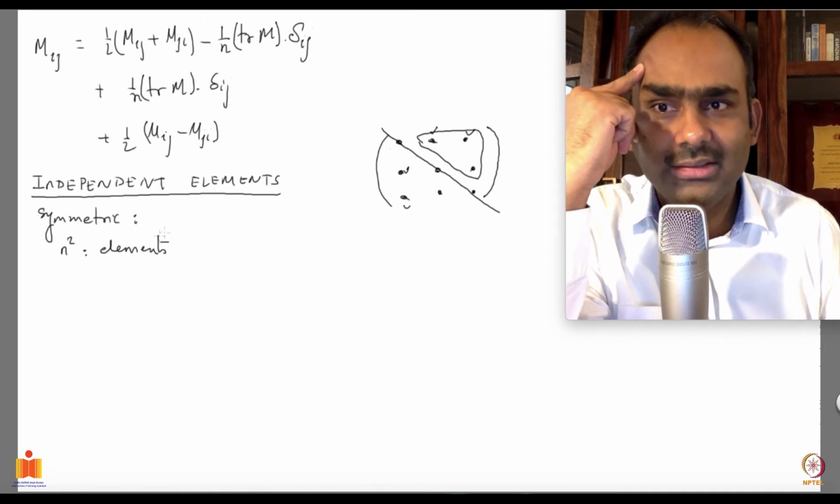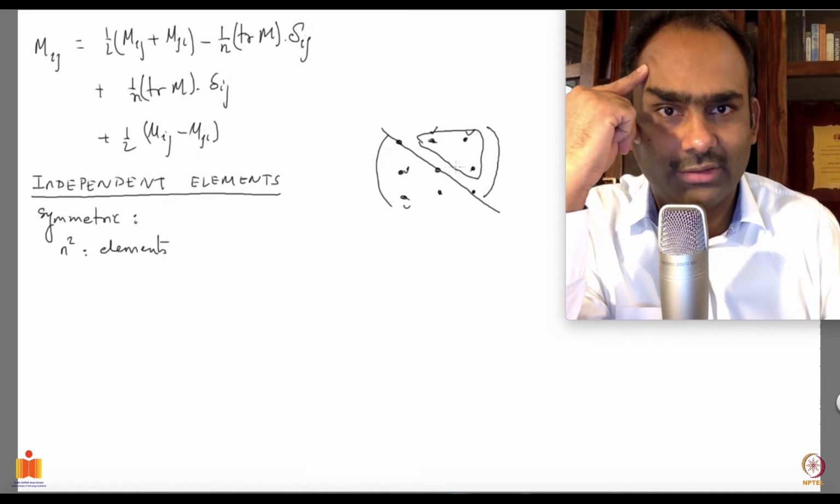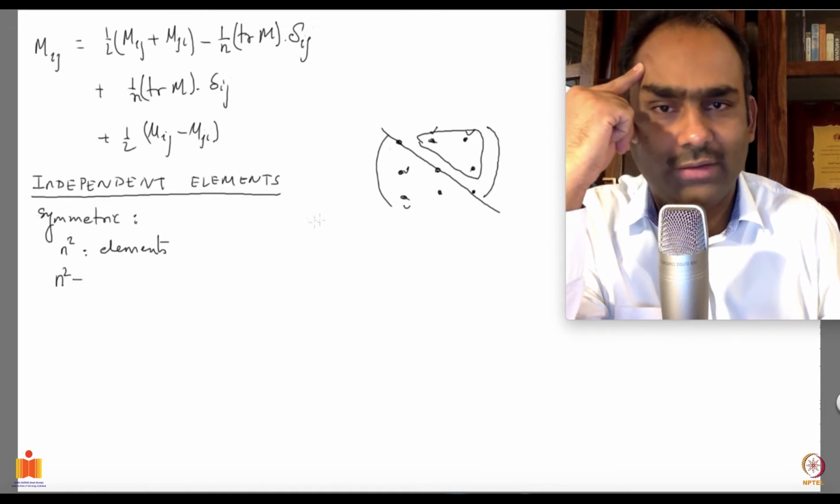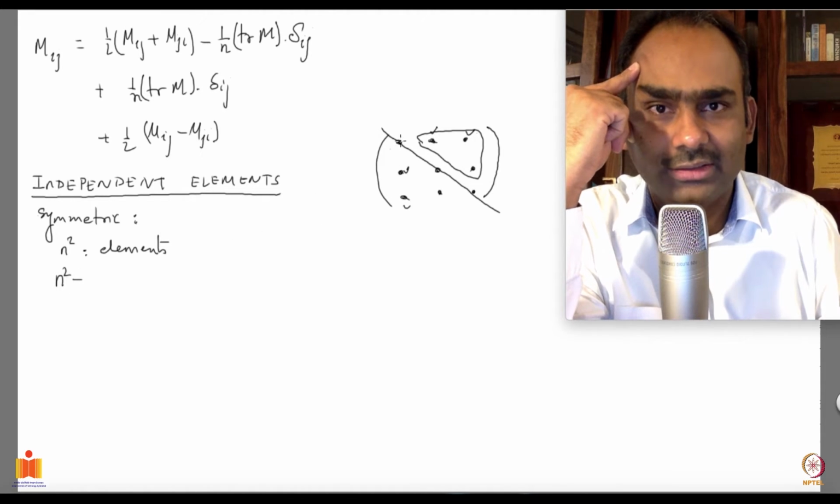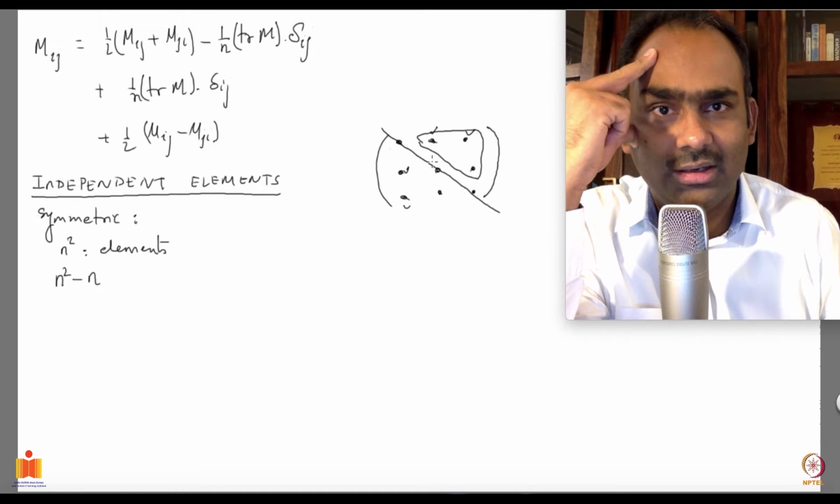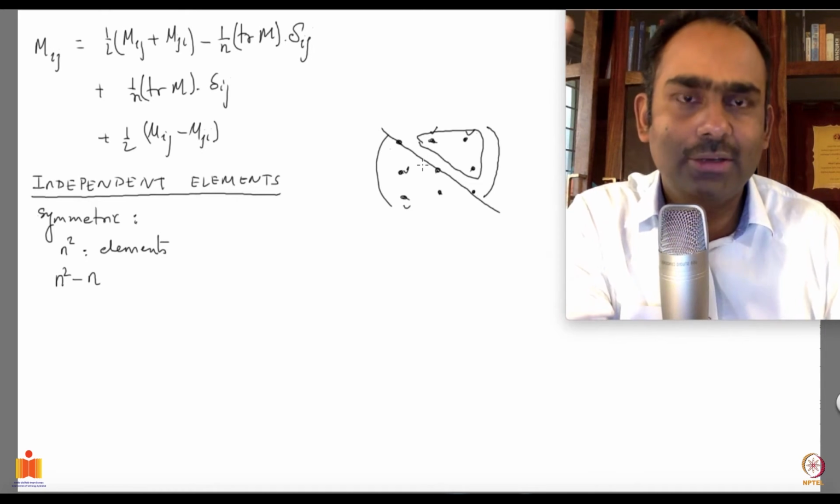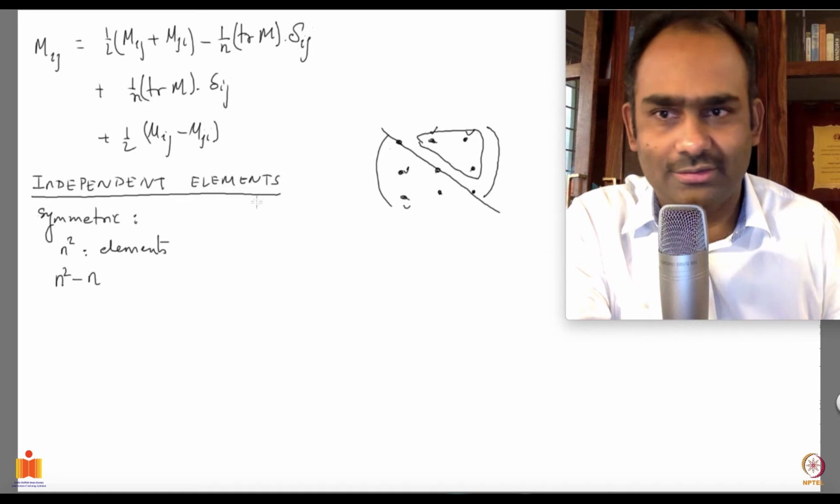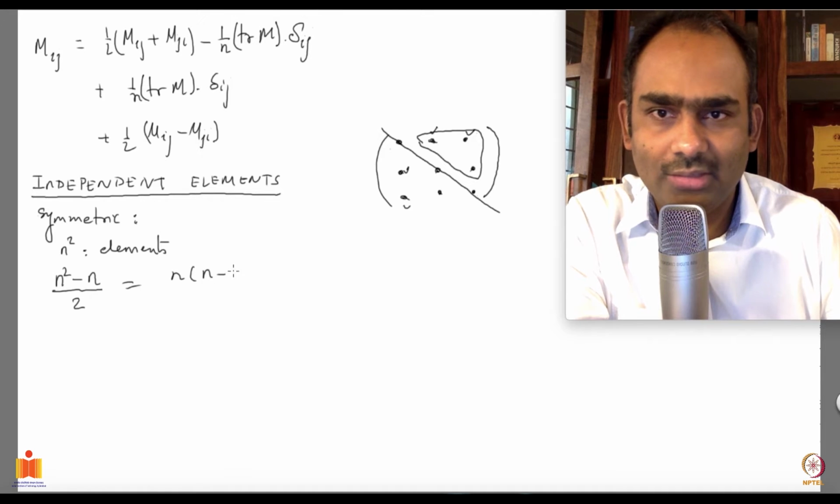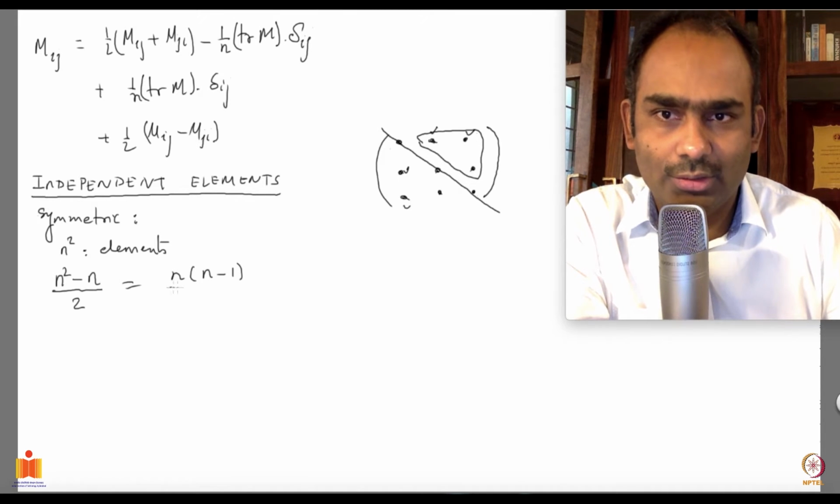So how do I get this? So in total you have n square. If you count everything here, you have n square. So out of n square, you remove what you have on the diagonal. On the diagonal you have n entries, right? First, second, third, and so forth. So n square minus n is what you have other than the diagonal entries. Now you divide by 2, you get what you have in the upper triangle, upper half. So you divide by 2, which is same as n into n minus 1 over 2.